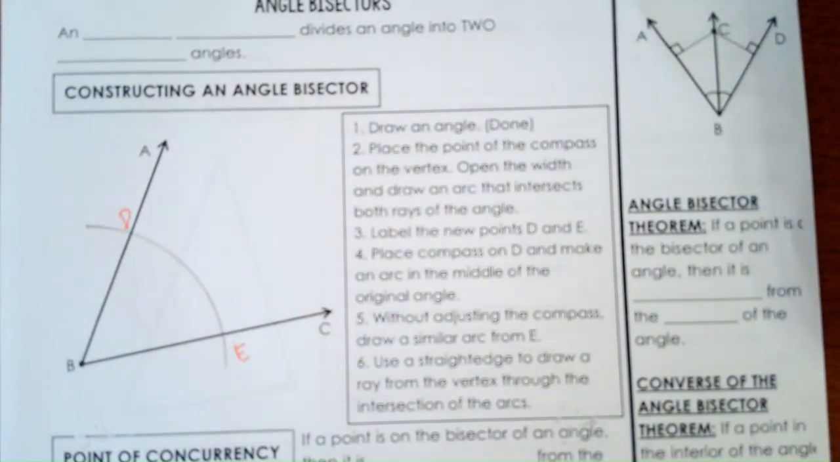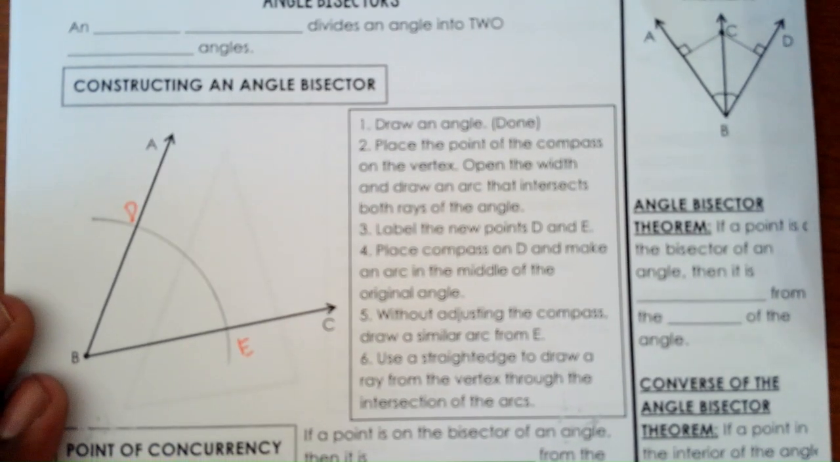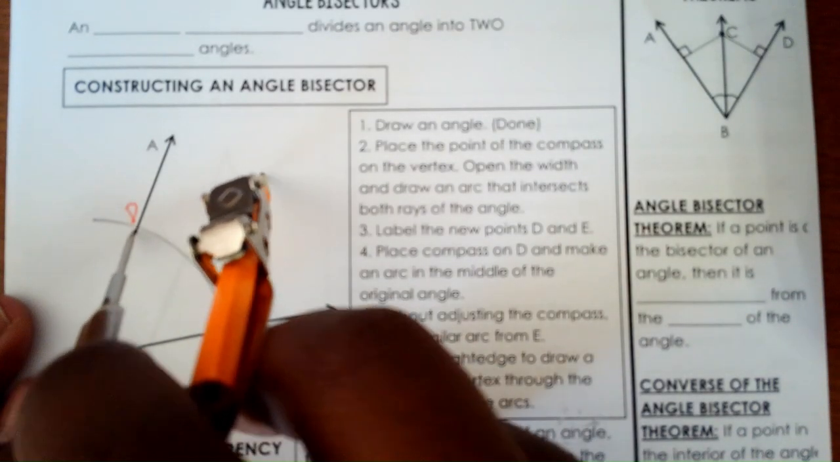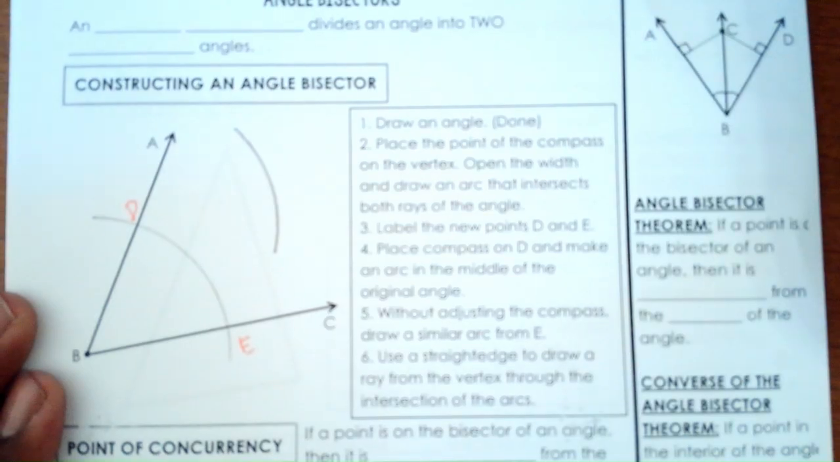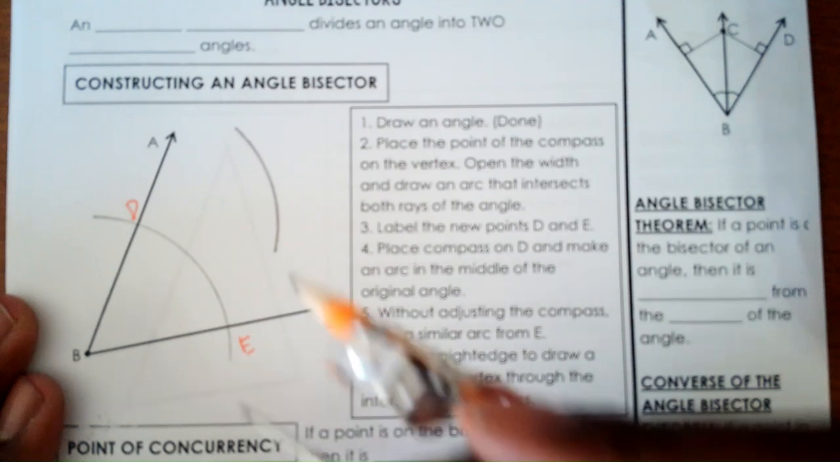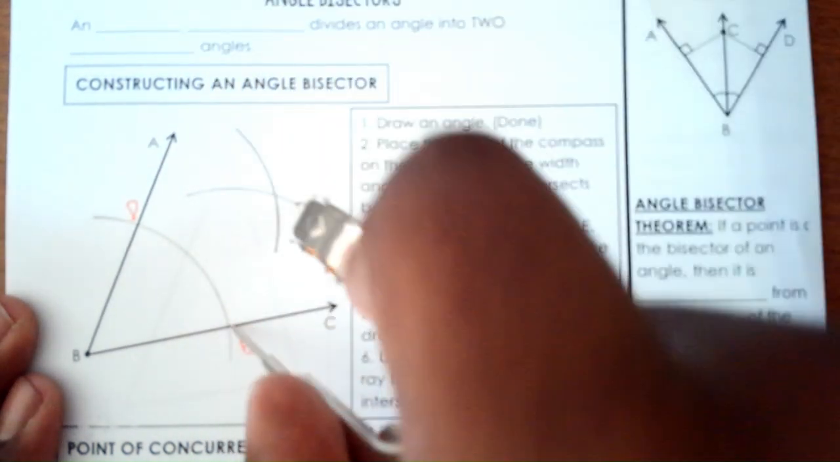Next, I'm going to go through and place my compass on D, and I'm going to make an arc that hits the middle inside of our angle. So, it doesn't matter how big this is. Honestly, if you don't want to adjust your compass at all, that's perfectly fine, because this will work for this. So, I made a little arc inside. Now, once I make that first arc, I then come over to E, and making sure that I don't change the size of this, I make another arc right there.